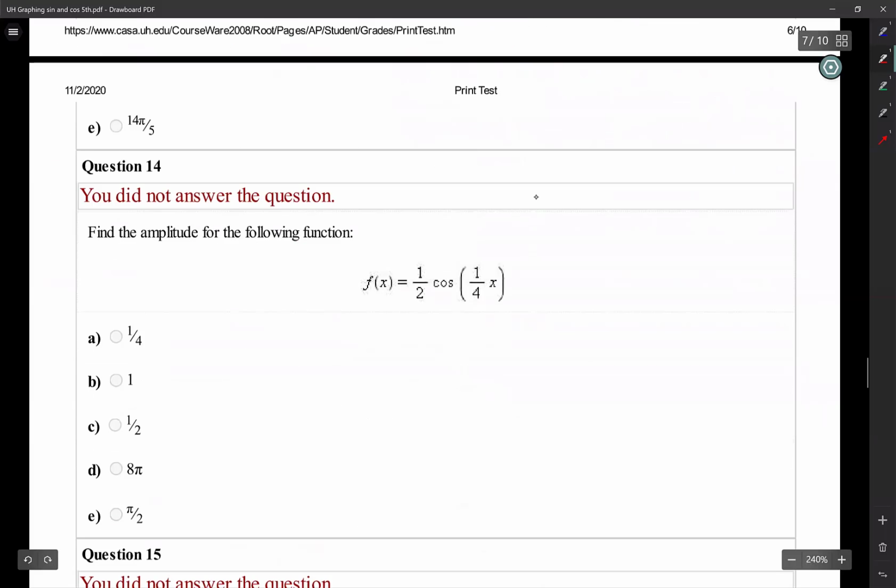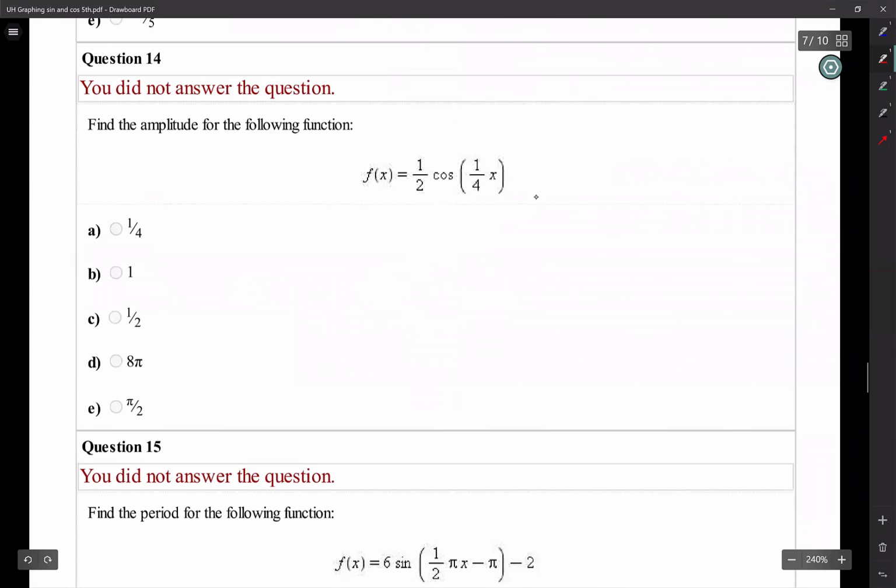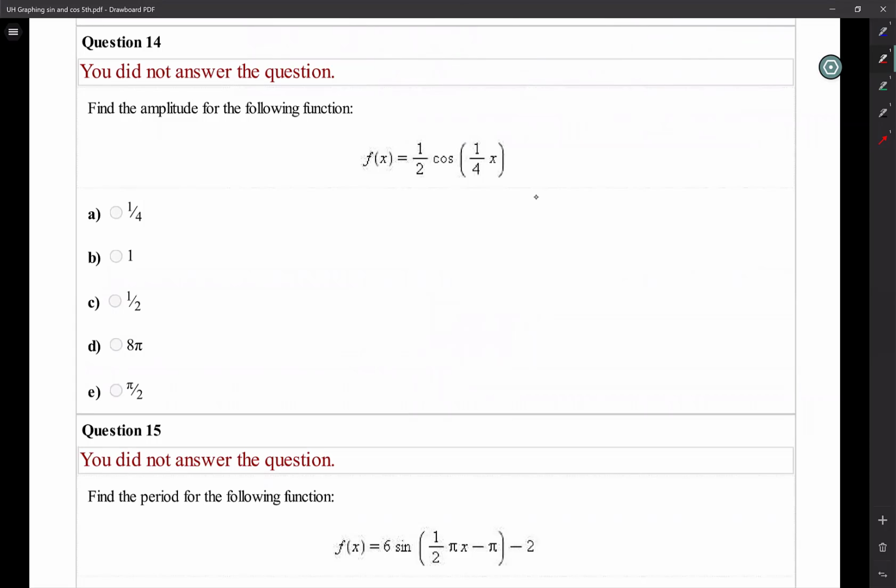Same thing on this, or actually this one's even easier. This one just wants the amplitude. Find the amplitude for the following function. Again, they're kind of insulting your intelligence. Look in front of the cosine or sine. I see that number there, that half, that's obviously your amplitude. And there it is, you just circle it and you're done.